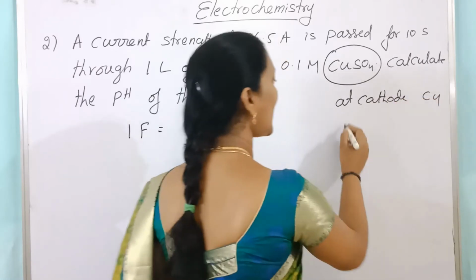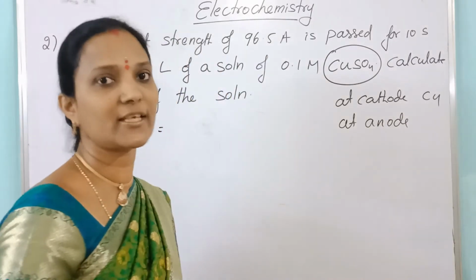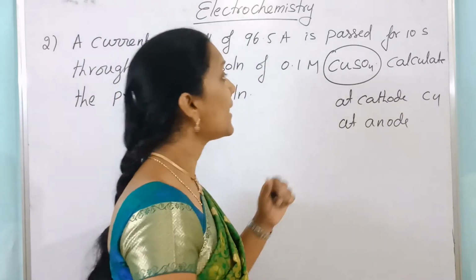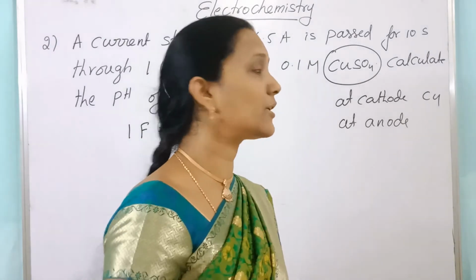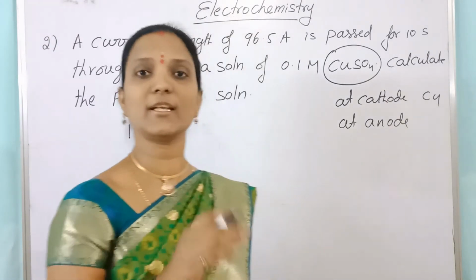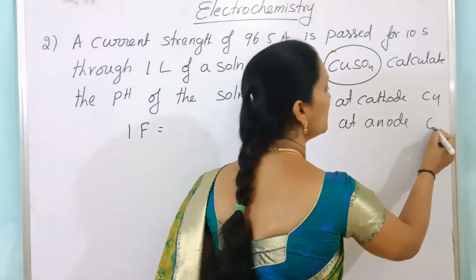Copper. And at anode, first we should observe the products obtained. Then we can decide H plus or OH minus. At anode, SO4 2 minus, the oxo ion does not undergo oxidation. Instead of this, water undergoes oxidation. Nothing but OH minus. OH minus is oxidized to O2.